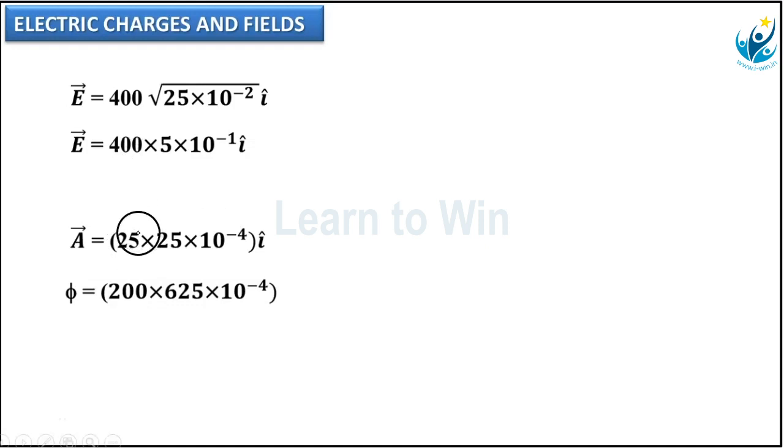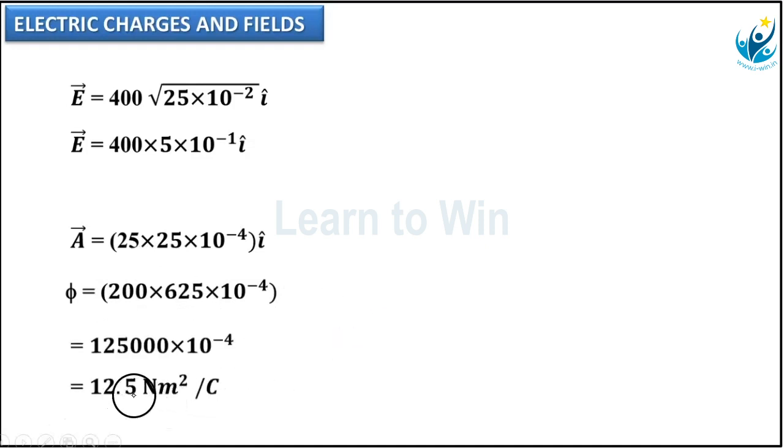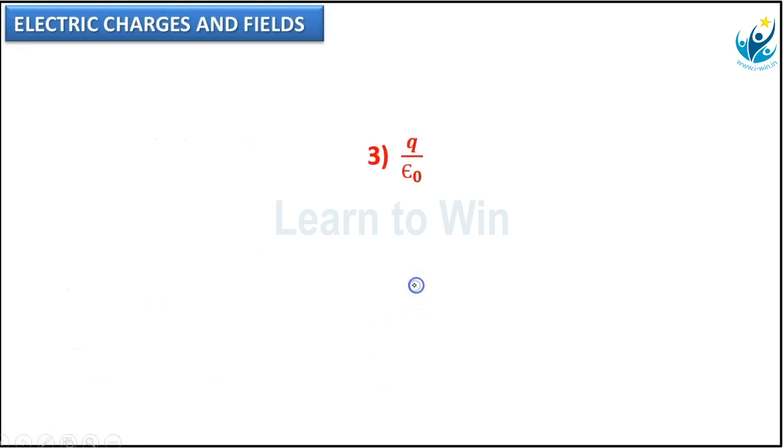So by substituting these two in the formula phi equal to E bar dot A bar, we get the answer like this. In further simplification, we get the flux value as 12.5 Newton meter square per coulomb. This is the first option. Option 1 is correct. Next question.